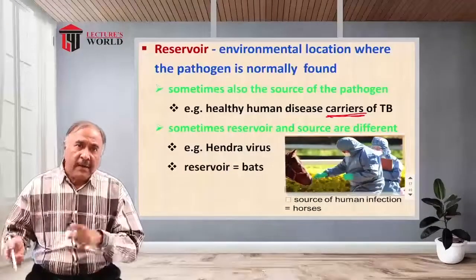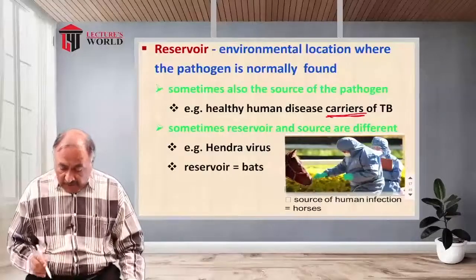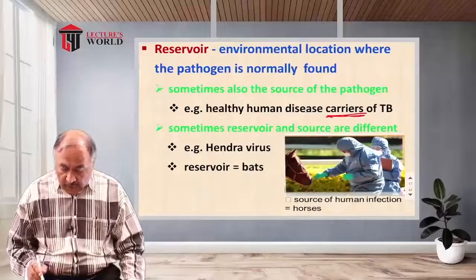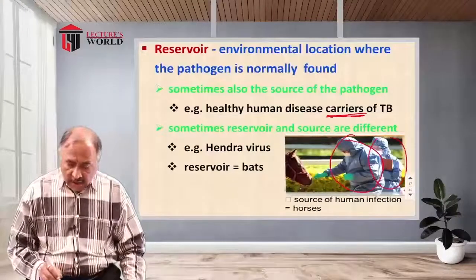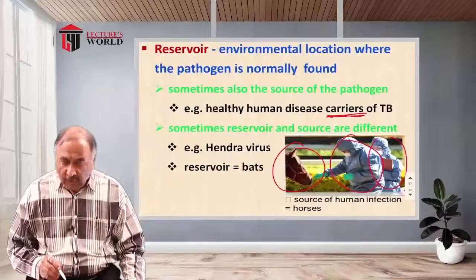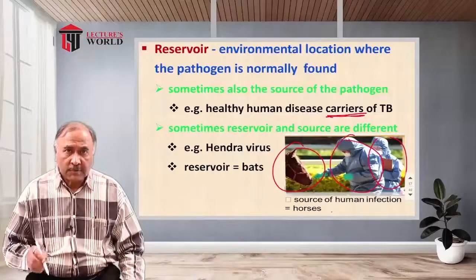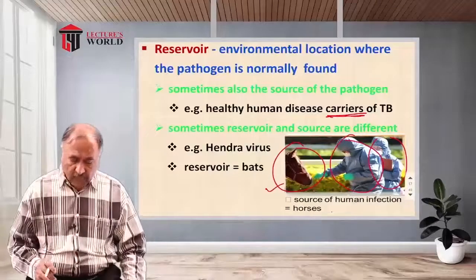And then from bat, the disease can be transmitted to human beings. For example, here in this diagram, it is shown that these two individuals wearing a PPE kit are feeding a horse, and it is a source of human infection. Horse suffering from some disease. So that is a reservoir.